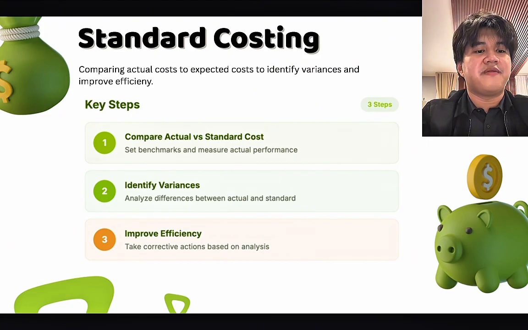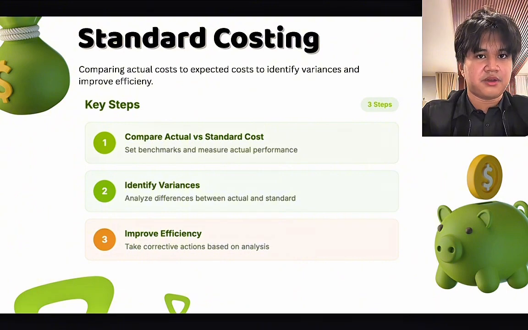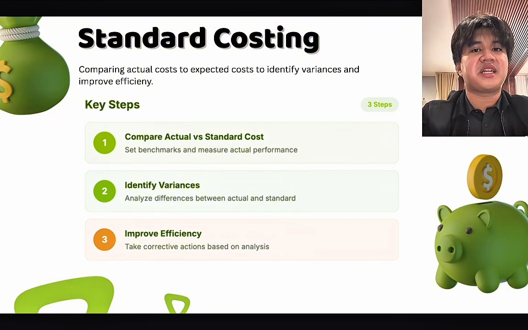Next, we have standard costing. Standard costing is another key application of management accounting. Businesses set standards or expected costs for materials, labor, and overhead. Then they compare the actual costs to those standards.